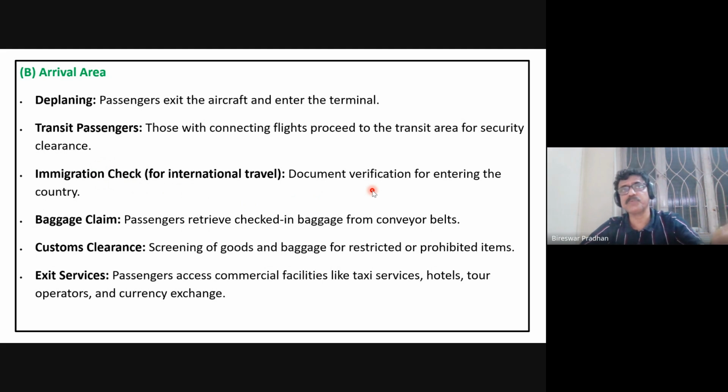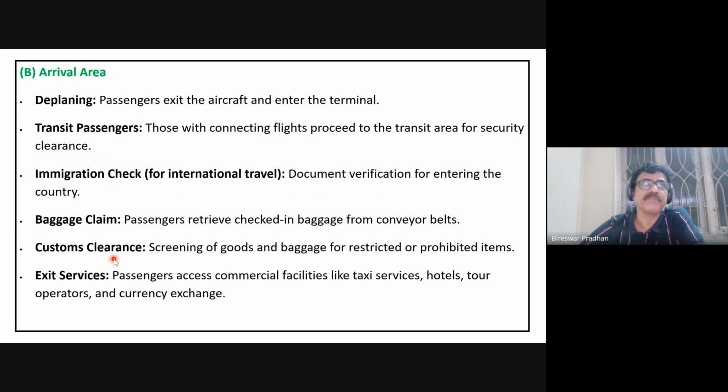When the aircraft lands, passengers go through immigration for international travel. Baggage claim: passengers retrieve checked-in baggage from the conveyor belts. The conveyor belt is moving around, and then you can identify your bag and take it.